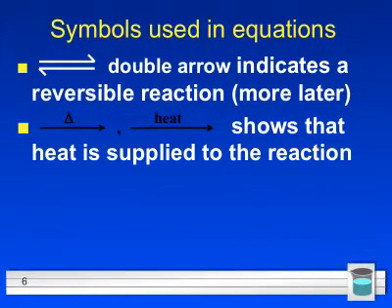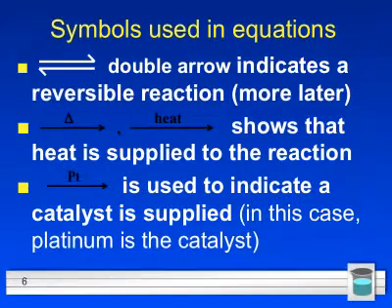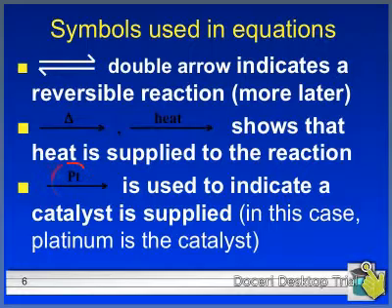Okay, another way that we can show this is by writing an element on top of the arrow. So this time around we see the symbol Pt, which is the symbol for platinum. So when you see an element written on top of it, it is telling you that it is a catalyst, which we'll talk about in just a second. But in order for this reaction to take place, we need a catalyst. Something has to be added to this reaction to get it to start. If we don't add a catalyst, this reaction will never take place.